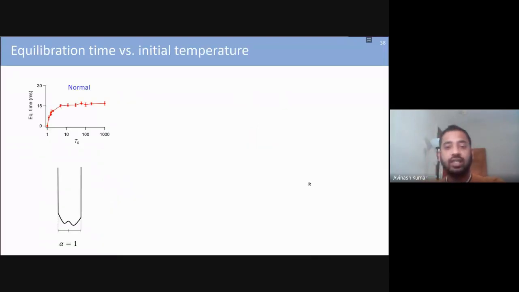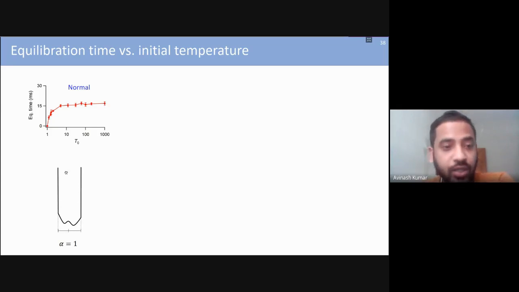So we first consider one particular case where we have alpha equal to 1. Remember, this alpha was the ratio of the right-hand side of the domain to the left-hand side of the domain. Alpha equal to 1 means we have symmetric geometrical sizes of the potential on the left and the right side. In this case, we observed that the equilibration time initially increases with the temperature of the system, but after a while at high temperature, it saturates. So basically, this is just a scenario of a normal cooling that we generally see.